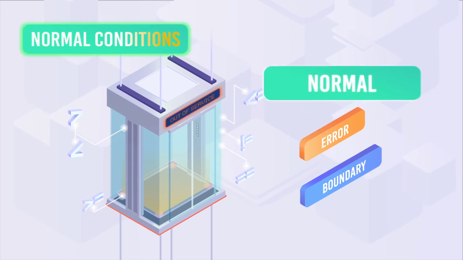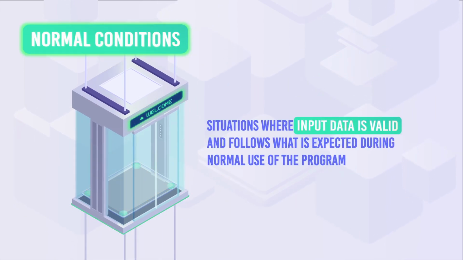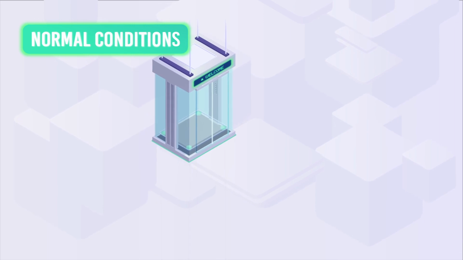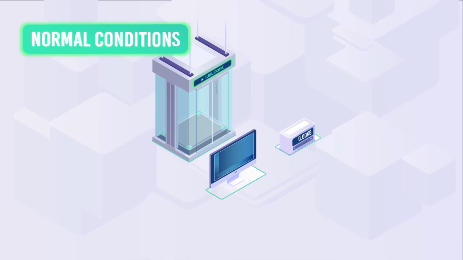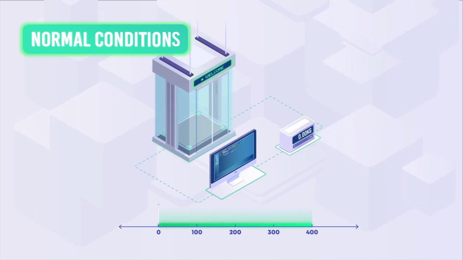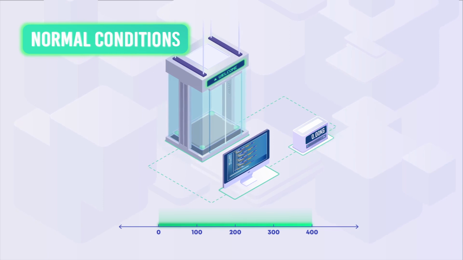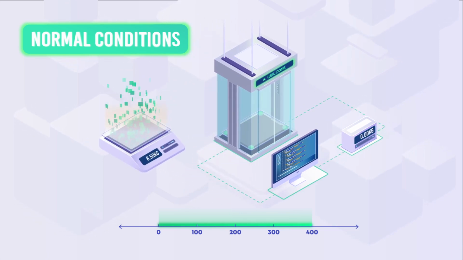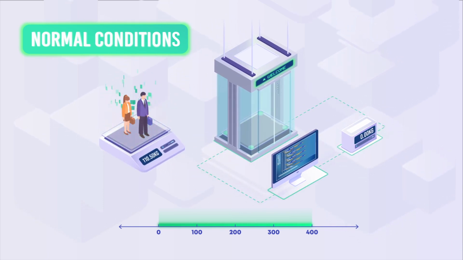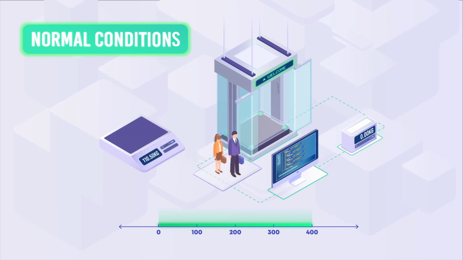First, the normal conditions, which are situations where input data is valid and follows what is expected during the normal use of the program. Well, this is simple. Since we have already identified our valid input, it should start from 0 kilograms and end before 400 kilograms. So any input that falls within this range will be our normal condition. As a rule of thumb, we will need to test for at least one input within this highlighted range for every type of expected input.